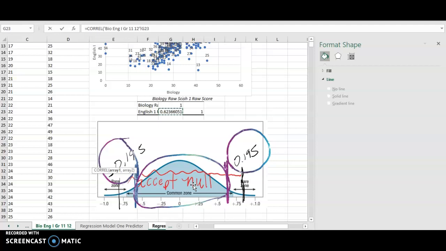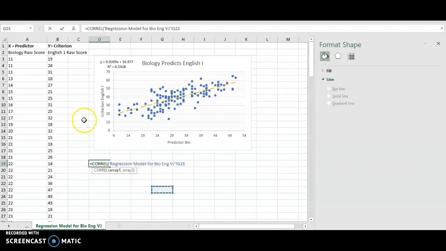The next thing I'm going to do is go back over to my new regression model. This is the one that I've cleaned up, and I have removed those 4 outliers. Right here, I have pulled in my chart, created a chart, and this is so you can see my trend line, which is that orange line there, and I'm using my predictor or my X of biology and the criterion of English 1 or the Y value.